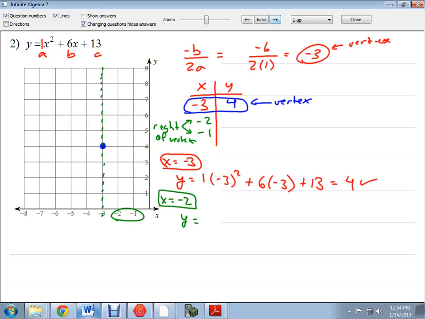Y equals 1 times negative 2 squared plus 6 times negative 2 plus 13. And we calculate. So you can type all of that again into your calculator. When I plug it all into my calculator, this is 4 minus 12 is negative 8, plus 13 is 5. Should be 5.